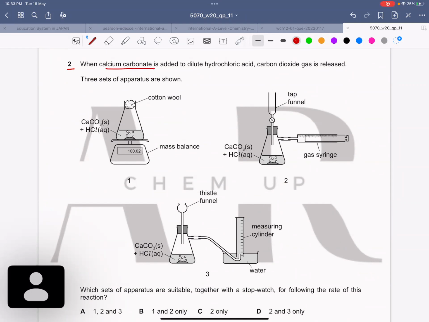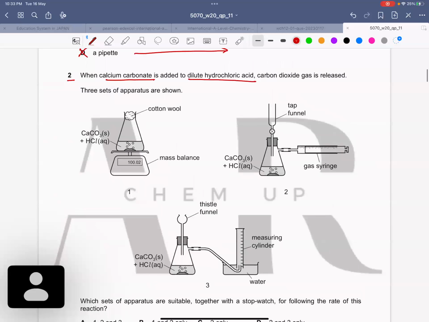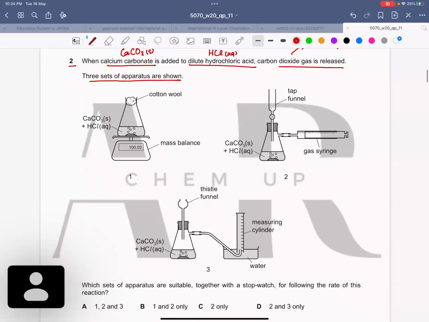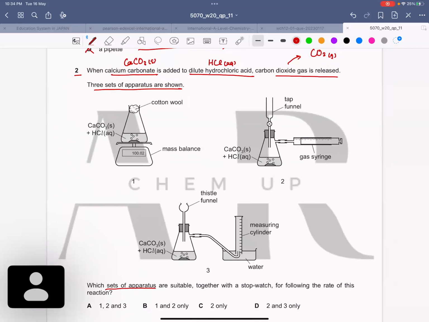When calcium carbonate is added to dilute hydrochloric acid. If you recall the formulas, calcium carbonate is a metal carbonate with the formula CaCO3, and normally it's in a solid state, and we are adding it to dilute hydrochloric acid, which is HCl aqueous. Carbon dioxide gas is released. Okay, so CO2 gas would be your product. Three sets of apparatus are shown. Now, what the examiner is asking is, which set of apparatus is suitable, together with a stopwatch, for following the rate of reaction?